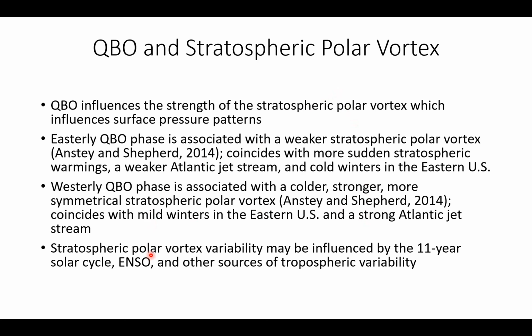Now, the stratospheric polar vortex variability may also be influenced by the solar cycle, which is the 11-year cycle, the El Nino Southern Oscillation, whether we're El Nino or La Nina for the winter, and other sources of tropospheric variability. So there's other climate drivers of teleconnections out there that can really play into the strength and the variability in particular of the stratospheric polar vortex.